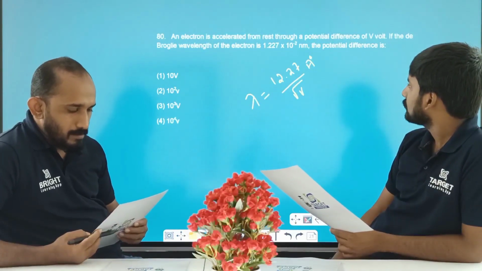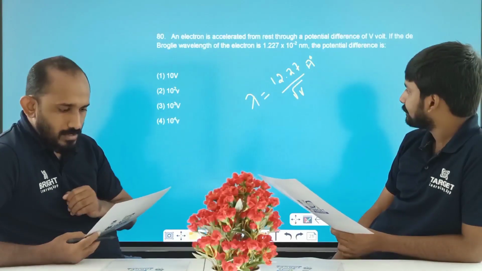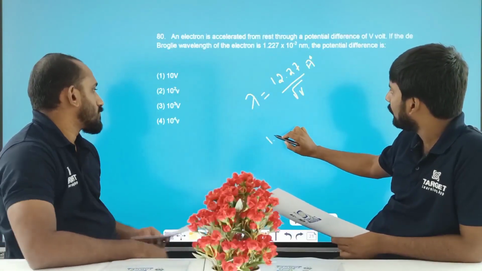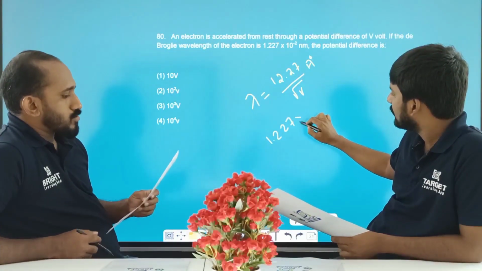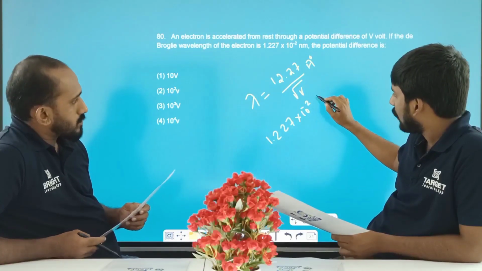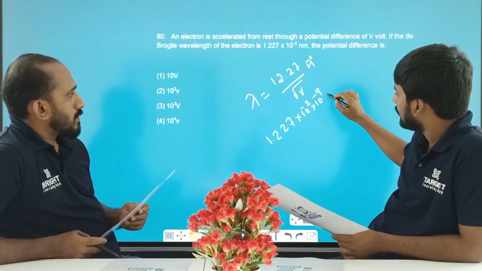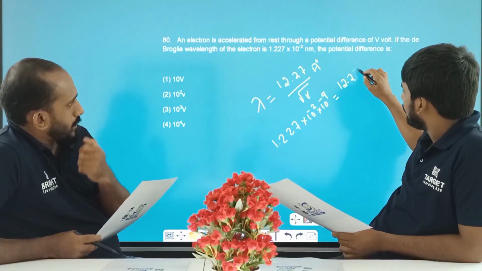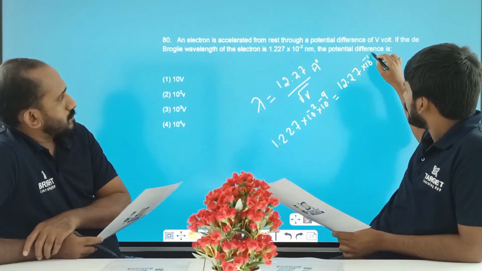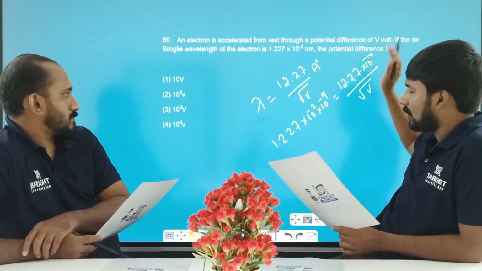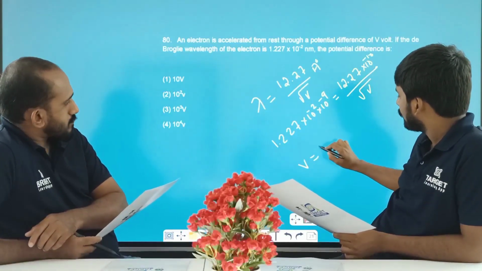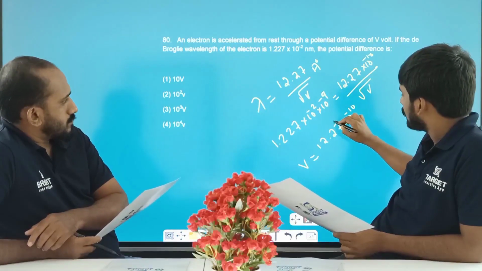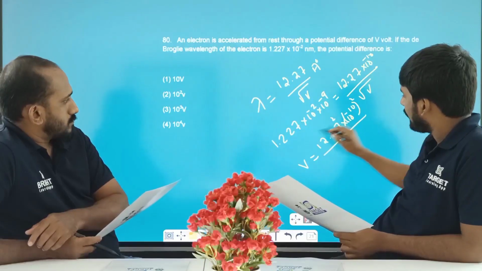We have to find the potential difference V. Lambda is given there, so we square it. Lambda is 1.227 into 10 to the minus 2 nanometer, so into 10 raised to minus 9, equal to 12.27 into 10 raised to minus 10 divided by root V. Square it and take it. So V is equal to 12.27 into 10 raised to minus 10 whole square divided by this value squared.